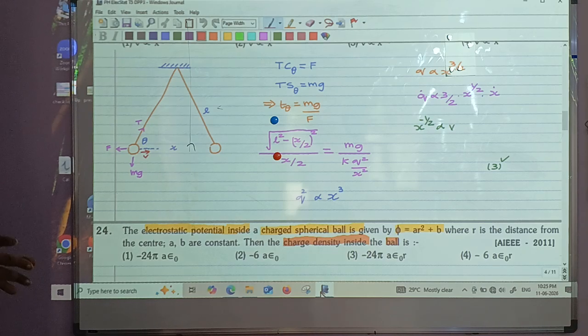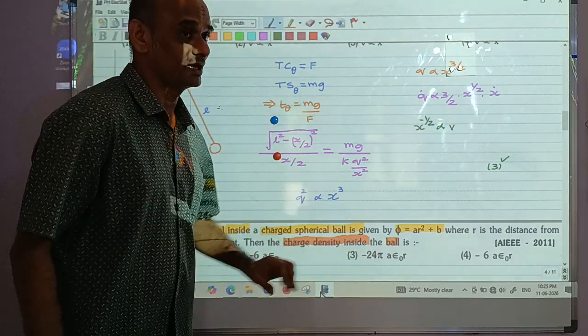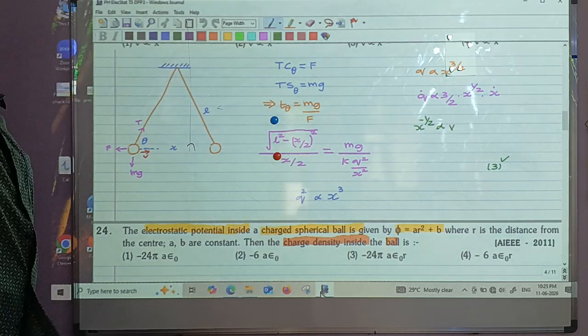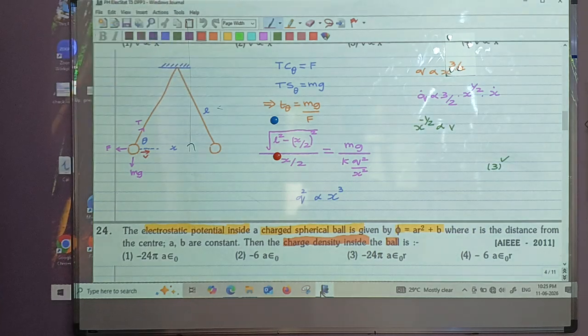Is it spherically symmetric? Yes, sir. Why? Because phi is only dependent on r, no? It is not dependent on direction. This point r and this point r are the same for me. So that's why it's spherically symmetric. But it's not uniform because it depends on r.